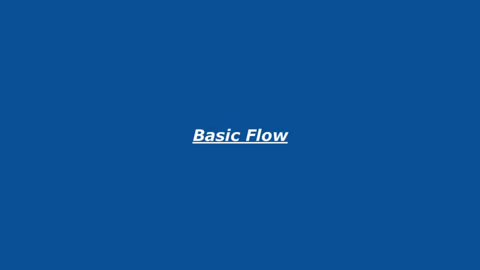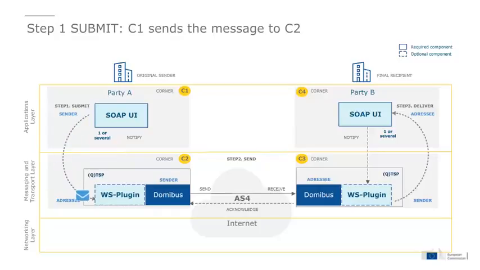To explain the basic flow, we will cover the sending of a message from C1 to C4 and explain each part of the process. In step 1, C1 makes a send message call to the web service listener on C2. This message is constituted of a message body, header, and attachment.